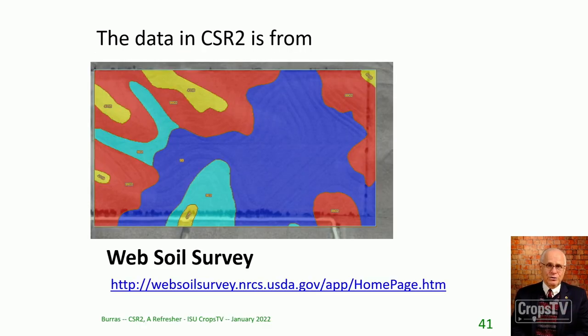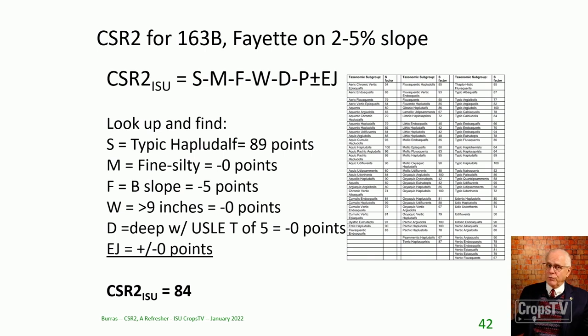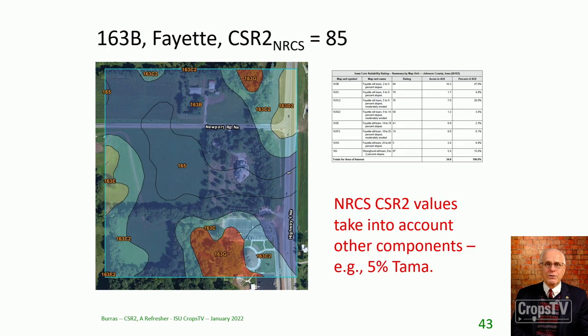But as I say, the data for CSR2 is not from ISU, it's from Web Soil Survey. So I publish how to use the data, but I don't publish the map. If you look at the CSR2 formula and the Fayette soil on B slope, a very common soil, about 1 million acres of Iowa are Fayette, and 400,000 of them are on B slope. So about a county's worth, 1% of Iowa, is this beautiful soil. If you run through the points, looking up what a typical Hapludalf is worth, a fine silt, B slope, the amount of available water, all those things, the way my formula works, you would get 84 points. That would be the CSR2 value. But if you look at what's available on Web Soil Survey, you're likely going to find the number is 85.